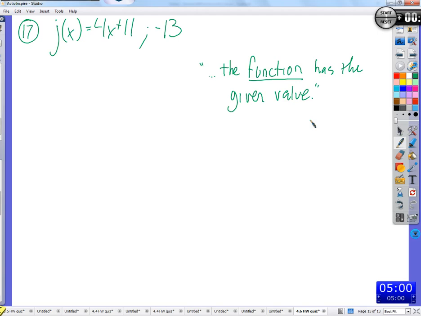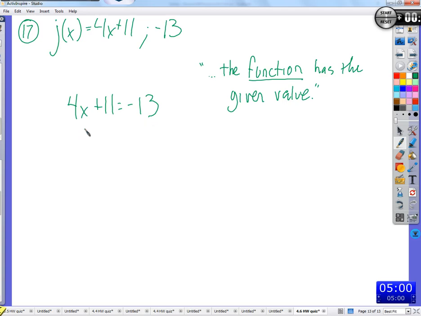I want to risk overstating this so that hopefully you get this message loud and clear. When the function is worth something, the function is the output. That's the purpose of a function, to turn input into output. If the input just goes in and nothing comes out, that's not a function. The value of a function is its output. So something went in for x, and we got negative 13 as the output, as the value of the function.